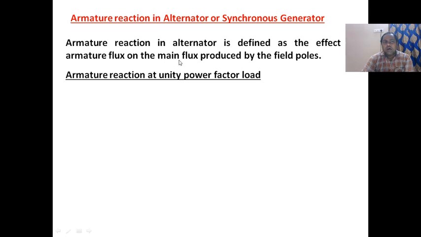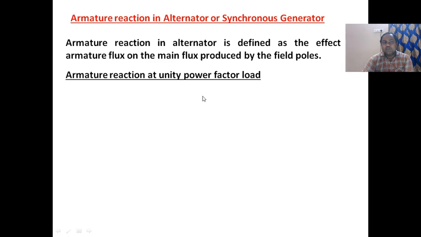So main flux for the stator winding, armature flux for the rotor winding. Normally the rotor winding is excited by a DC supply in synchronous generator. So the armature reaction in alternator is defined as the effect of armature flux on the main flux. When we produce armature flux due to the DC supply, this will affect the main flux. This process is called armature reaction.